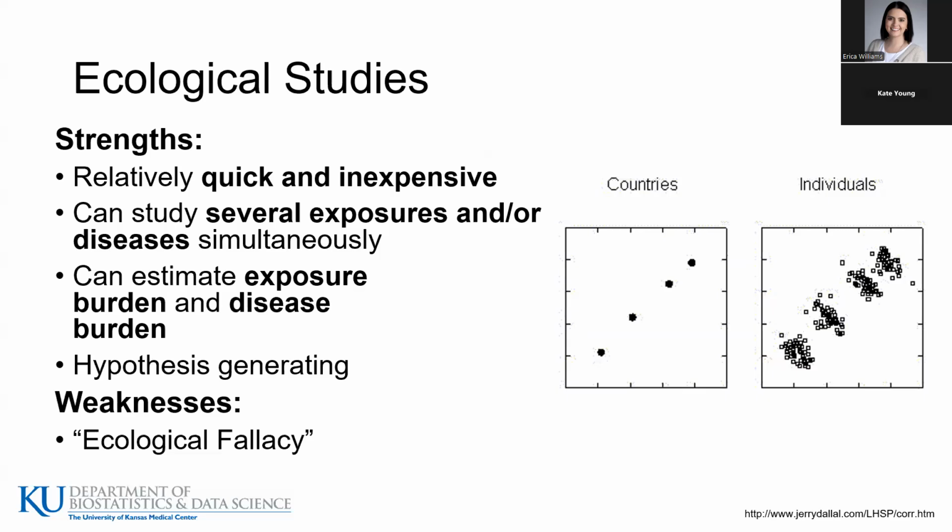The weaknesses are the ecological fallacy, and this occurs when you make conclusions about individuals based only on the analyses of the group level. So oftentimes you can't extrapolate what's occurring at the group level, or the state or county level, to the individuals.